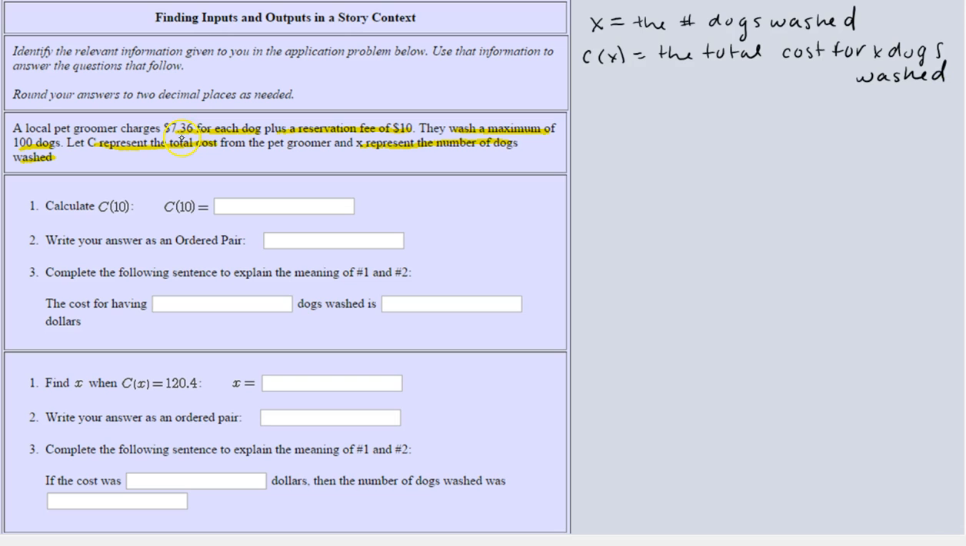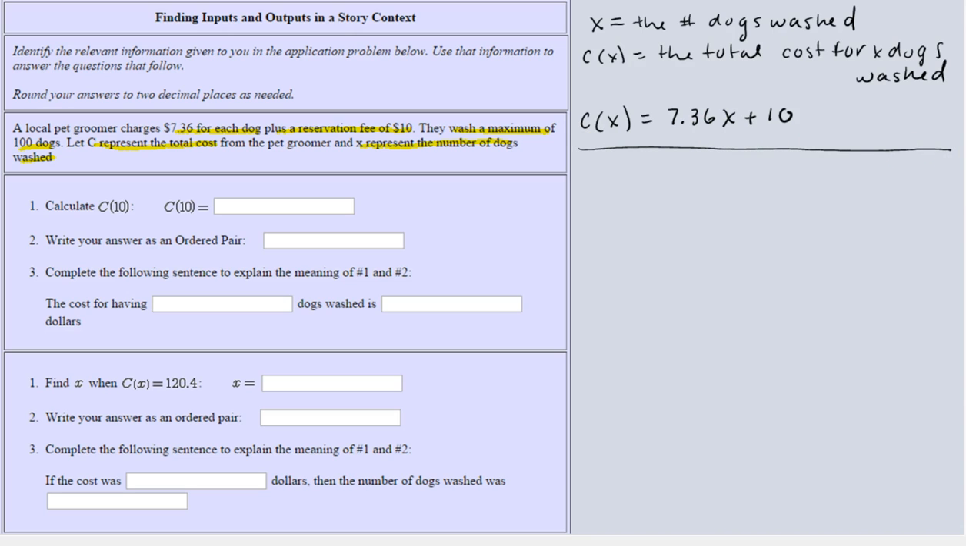So notice they're giving us 2 values. This is the value that varies. So $7.36 for each dog. So it's always $7.36 per dog, but it depends on the number of dogs, which is X. So we have 7.36 times the number of dogs, plus a reservation fee of $10. That does not depend on the number of dogs. It's just a flat fixed fee of $10. So there's our fixed part, and there's our variable part.